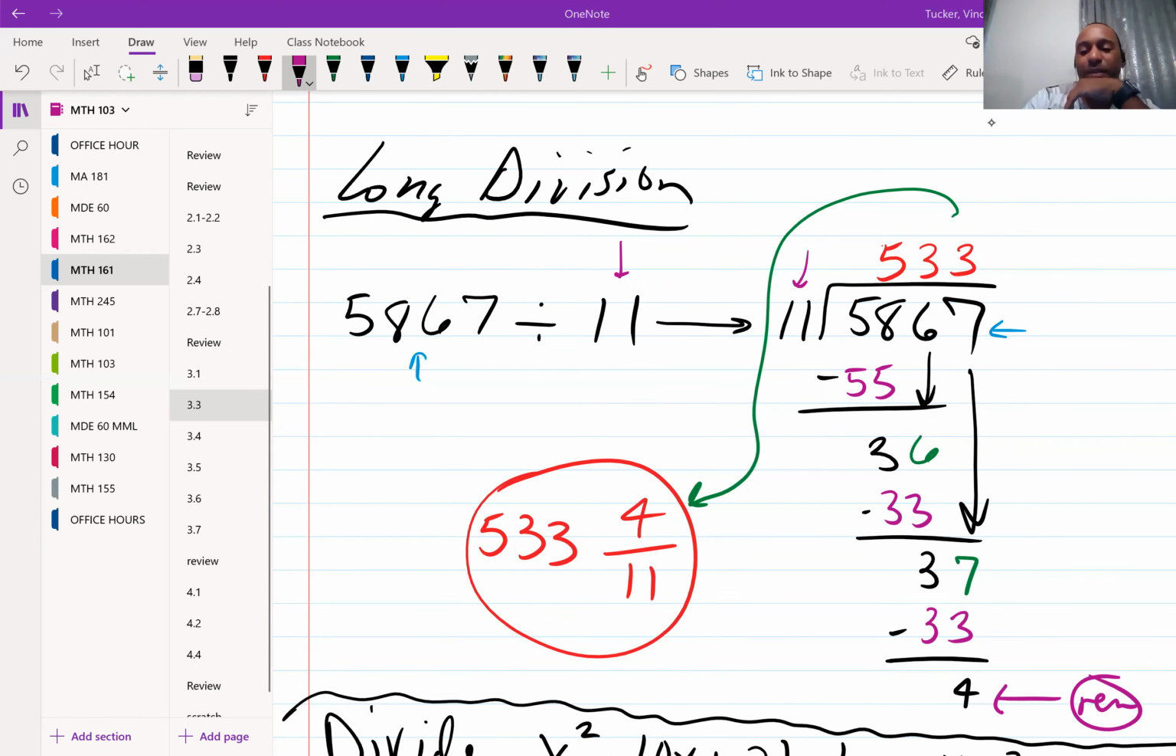All right, so that'll give us 4. Now notice we're finished here. Nothing else left. So that means that last number is our remainder. Once you get to the end, the last number you have down there is your remainder. And notice how we write it. That's 533, and then 4 over what you were dividing by, the remainder over what you're dividing by, which is 11. So that same process is the process that we're going to use when it comes to dividing polynomials. Questions? Any questions?